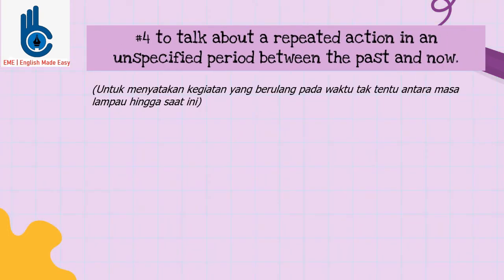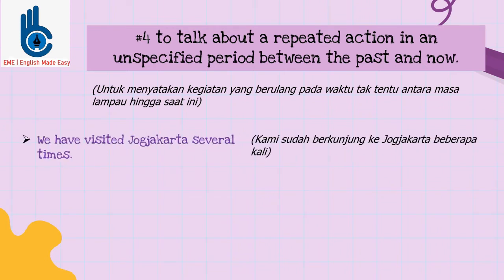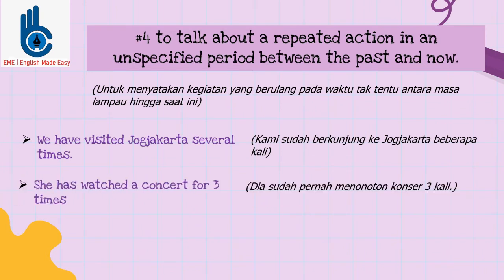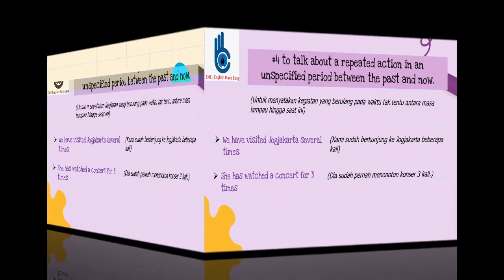And the fourth, present perfect is used to talk about a repeated action in unspecified period between the past and now, untuk menyatakan kegiatan yang berulang pada waktu tertentu antara masa lampau sampai saat ini. For example, we have visited Yogyakarta several times. Kami sudah berkunjung ke Jogja beberapa kali. She has watched a concert for 3 times. Dia sudah pernah menonton konser 3 kali.